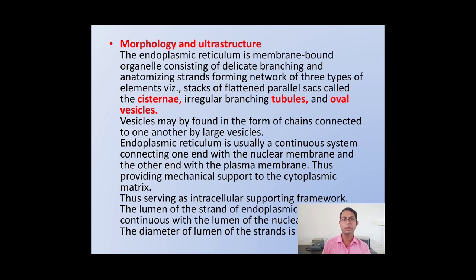The lumen of strands of endoplasmic reticulum continues with lumen of the nucleus. The diameter of nuclear strand is 0.2 micron. So we can say that lumen means the internal part. So the internal part of the endoplasmic reticulum is connected with the internal part of the nuclear membrane. So nuclear membrane is there which is present to the nucleus, and to this nucleus the endoplasmic reticulum is connected, and the internal part we called it as a lumen. Lumen is also connected with this two. So this is nothing but the structure and morphology of the endoplasmic reticulum.